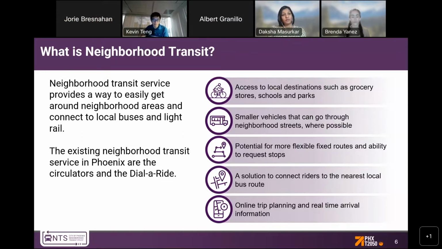So some of the benefits of neighborhood transit services, it provides access to local destinations such as grocery stores, schools, and parks. They usually have smaller vehicles that can go through neighborhood streets wherever possible. And neighborhood service has more potential for flexible routes and ability to request stops along the designated route. It is a solution, as previously mentioned, to connect riders to the nearest local bus route or light rail station. Similar to other services offered within the Phoenix area, neighborhood transit service will offer online trip planning and real-time arrival information. Next slide, please.